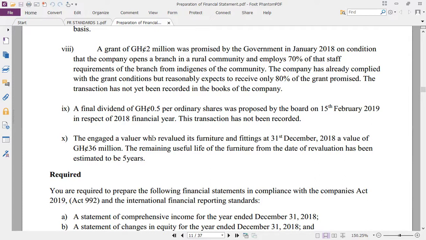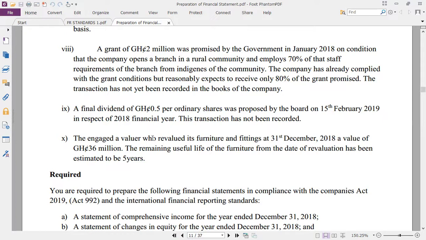So it goes like this. A final dividend of 50 pesos per ordinary share was proposed by the board on 15th February 2019 in respect of the 2018 financial year. The report is for 2018, how do we get it? They proposed a dividend around the 15th of February, and then look at the final one.